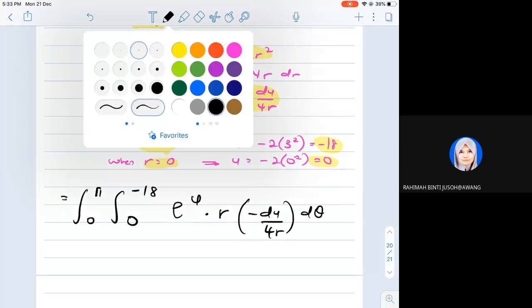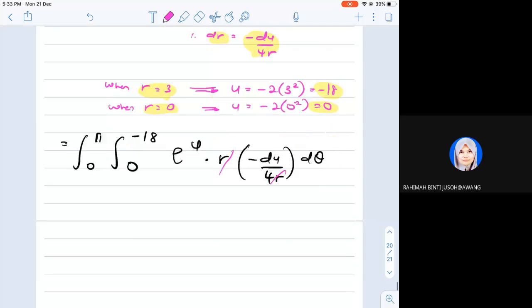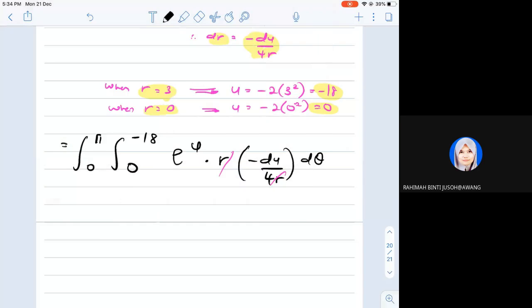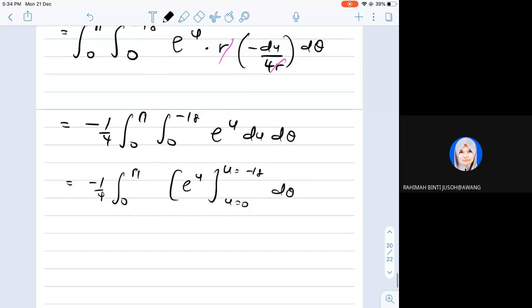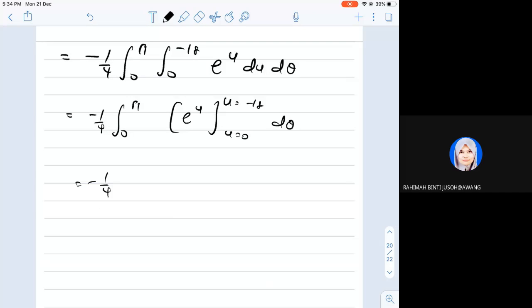Okay, so now we can cancel this r and this r. So we can take out the coefficient, we will have negative 1 over 4. So 0 until pi, 0 until negative 18, exponent u du d theta. Integrating exponent u is easy. Exponent u, exponent u also. So we will have exponent u, substitute u equals negative 18 and u equals 0, d theta. So we will have negative 1 over 4, 0 until pi, exponent negative 18 minus exponent 0 d theta.